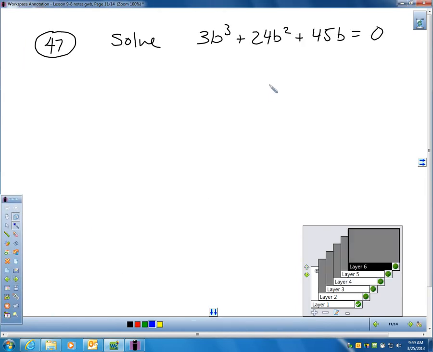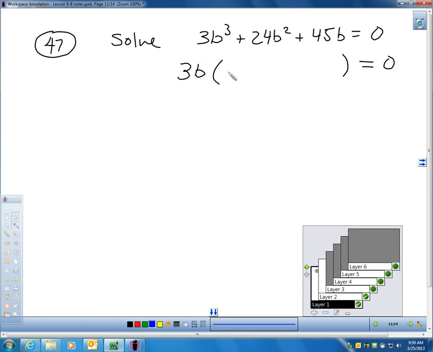Let's go to 47. I want to solve this equation. So I have to use what I've just talked about regarding factoring completely. So the first thing is, do I have any common monomial factors in this trinomial? As I'm looking at this carefully, I notice I can definitely divide each of these by 3, because 3 goes into 3, 3 goes into 24, and 3 goes into 45. And I can also factor out a b. They all have a b in common. So I'm factoring out 3b, which leaves me with b squared, 8b, and 15.